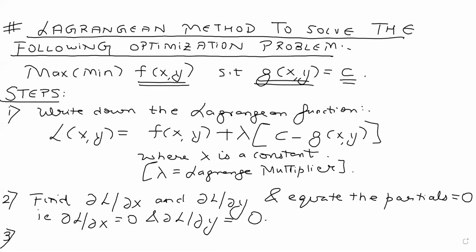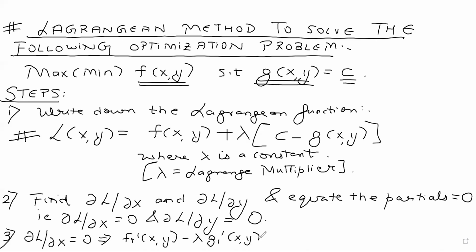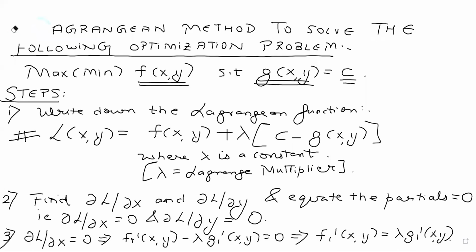If I write del L by del X, this is my Lagrange function. So del L by del X equal to 0 implies F1 dash XY minus lambda times G1 dash XY equal to 0. If I solve it further, what do I get? F1 dash XY is equal to lambda times G1 dash XY.